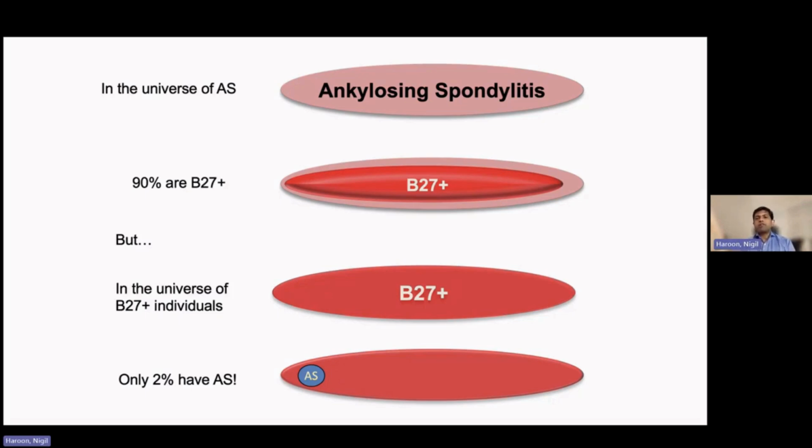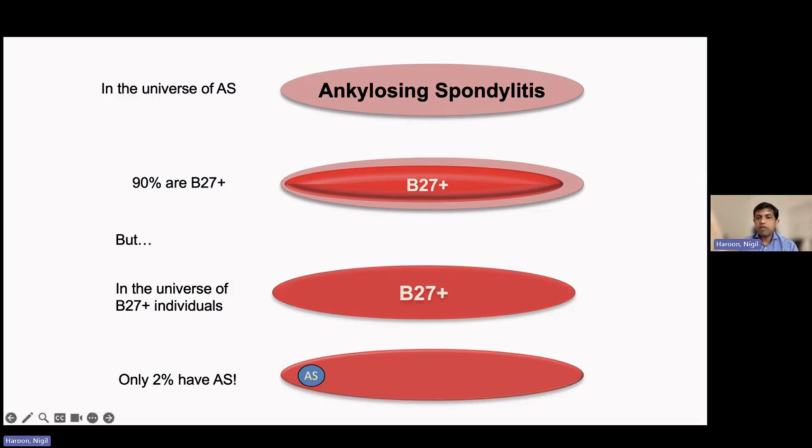Let's go back to our B27. I mentioned that B27 is present in 85 to 90% of AS patients. However, if you take 100 individuals with HLA-B27, this happens very frequently in our clinic, right? Patients come in saying, hey, doc, I've got an HLA-B27 positive test. When should I start treatment? Out of 100 people with HLA-B27, only 2 actually have AS. 98% of individuals with B27 walk out of that room without a diagnosis of AS.